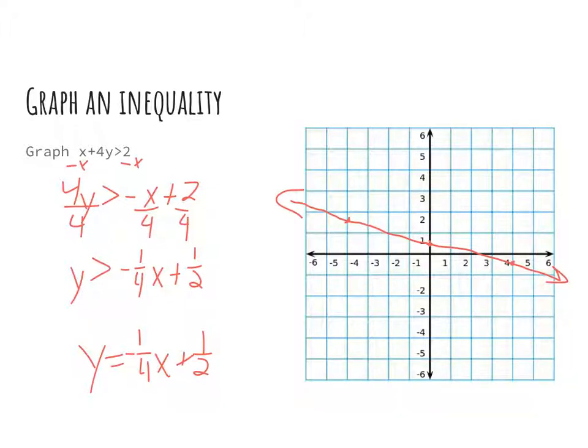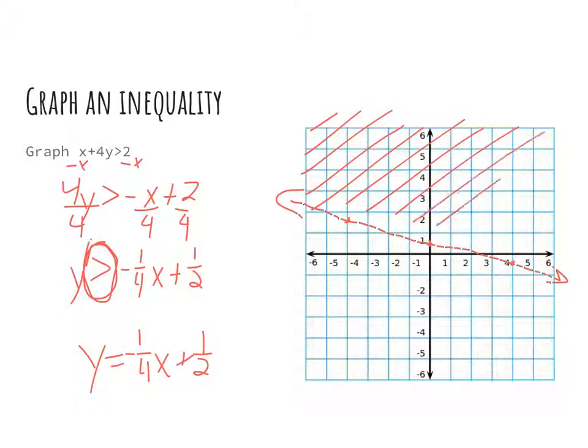Now, the next thing is I can determine whether it's a dotted or solid line. And that comes from my inequality right here. It does not have the or equal to on it, so I need to make it a dashed line. So there, now it's a dashed line. And finally, for shading, I look at the inequality as well. It's a greater than. Greater than means we shade above. So we've got a dashed line shaded above.